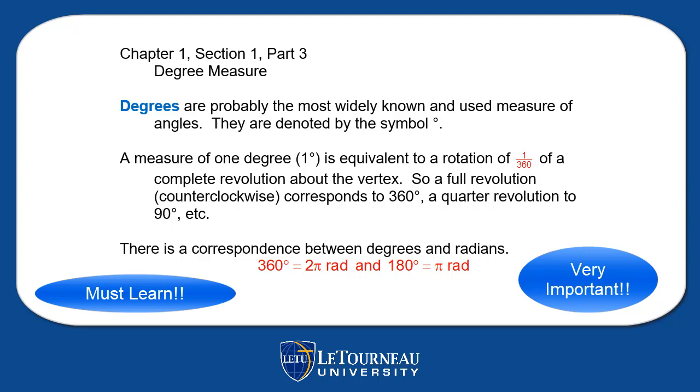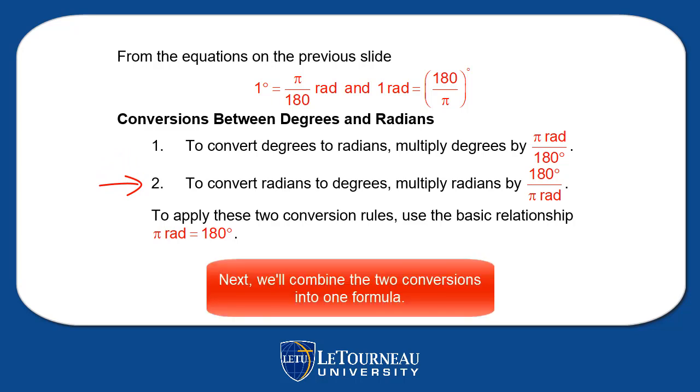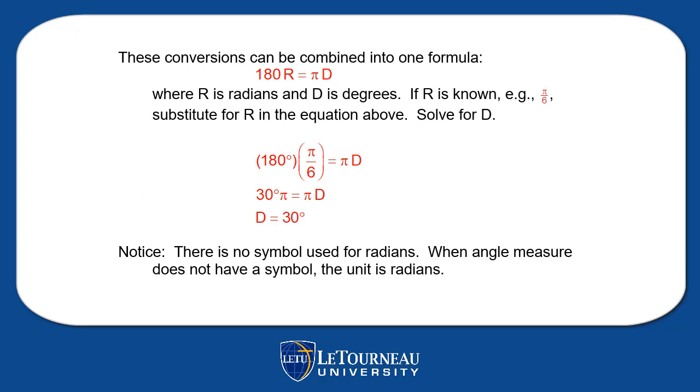Notice the correspondence between degrees and radians. We're going to use that in the next slide. From the equations, we have that 1 degree is pi over 180 radians, and 1 radian is 180 over pi degrees. So to convert degrees to radians, multiply degrees by pi over 180. To convert radians to degrees, multiply by 180 over pi. To apply these two conversion rules, use this basic relationship. Pi radians is 180 degrees.